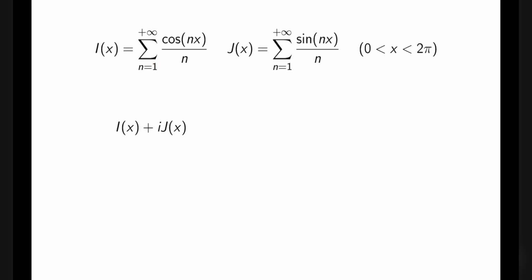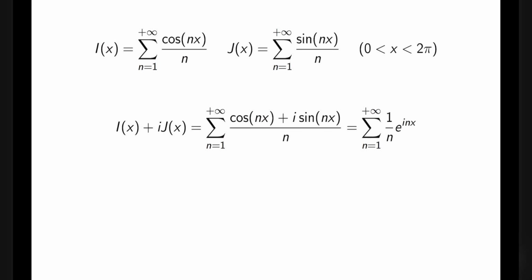So actually, if you just compute I of x plus i J of x, you end up with the sum of cosine of nx plus i sine nx divided by n. And it's just the sum for n equal 1 to infinity of 1 over n exponential i n x. Now, the problem is that we have a very annoying term, which is 1 over n. Why is it annoying? Because if there is no 1 over n, of course, the sum does not converge, but it looks like a geometric series.